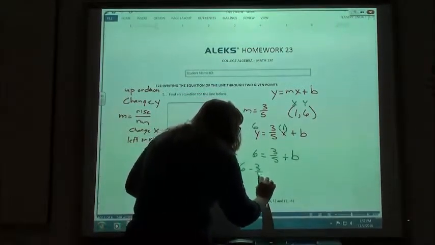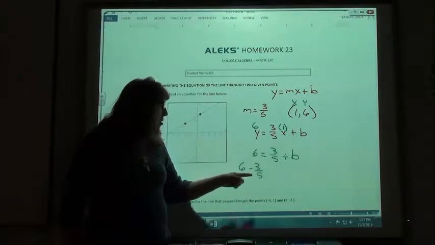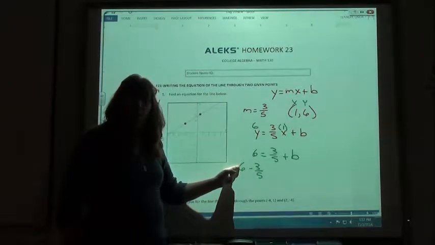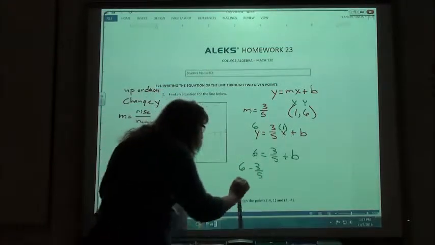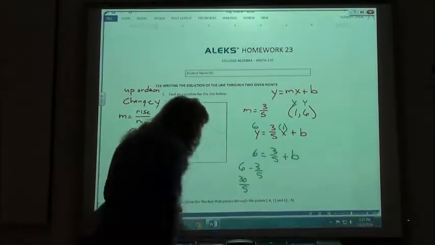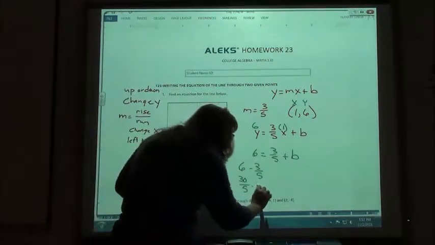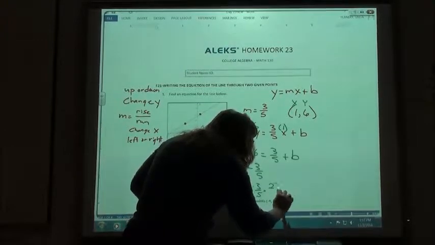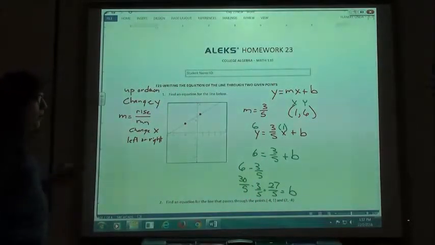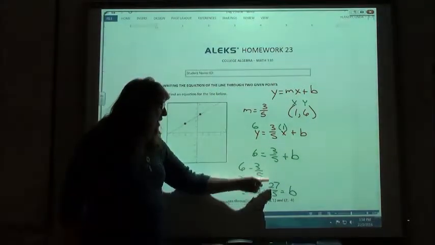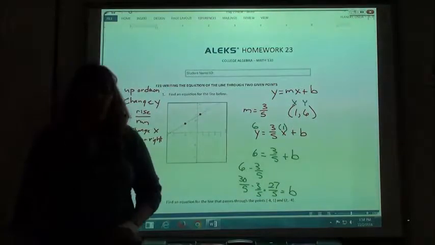6 minus 3/5. Now what we're doing is we're finding our common denominator. Since this is over 1, the quick way to do that is just take the 5 times the 6. 5 times 6 is 30/5 then, right? 30/5 is the same thing as 6. Minus the 3/5 we already have is 27/5 for our b value. Well, if we think about 27/5 as a mixed number, 5 divides into 27 5 and 2/5 times.